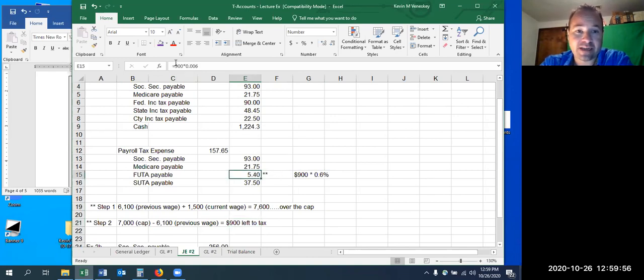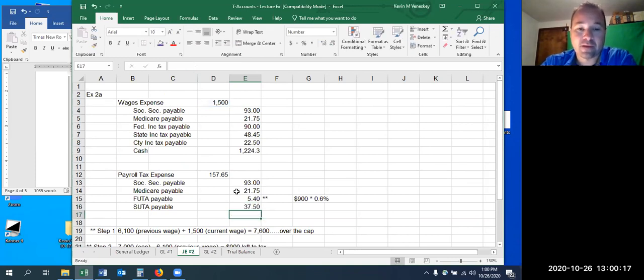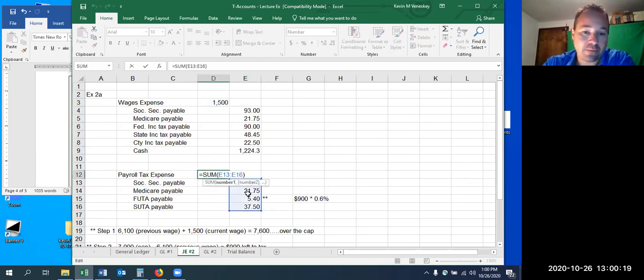So what's left? We take the 900 times 0.006. And then for SUTA, when we do this, the 7,600 is not over the SUTA cap of 9,500. So all 1,500. I said D3 times 2.5, 1,500 times 2.5. And then this is simply adding up all 4 taxes.